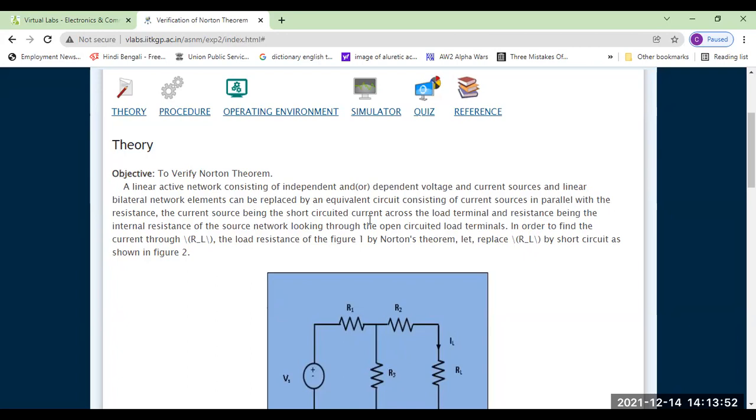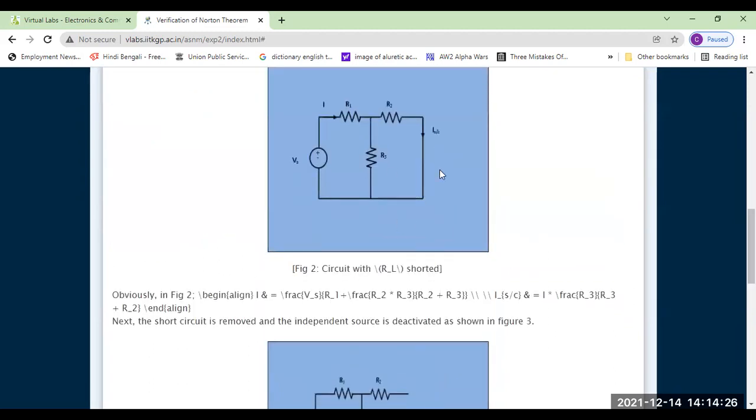The current source is the short circuit current across the load terminal, and the resistance is the internal resistance of the source network looking through the open circuited load terminal. In order to find the current through RL, the load resistance of figure 1, by Norton's theorem, let us replace RL, meaning this load resistance, by a short circuit as shown in figure 2. You can see this is figure 2.